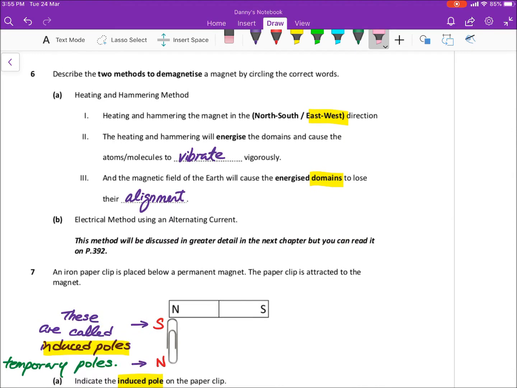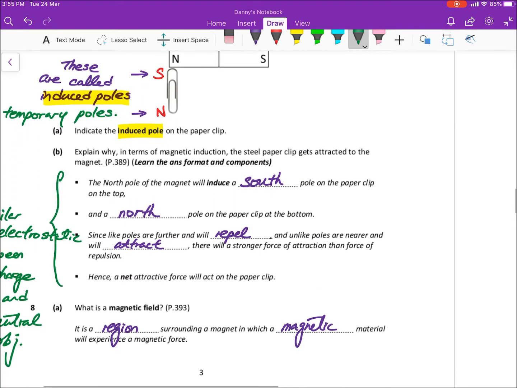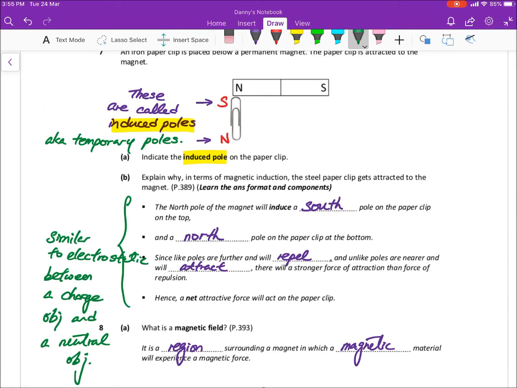Down here, question 6, you all did pretty well. The key thing that some of you missed is domain. Domain doesn't have magnetism, it has alignments. Then down here, I think some of you do not understand the meaning of induced pole.